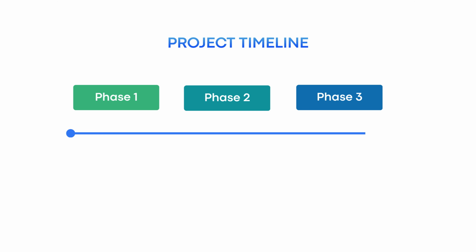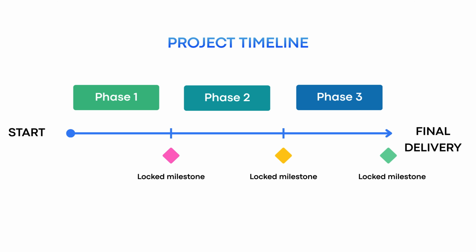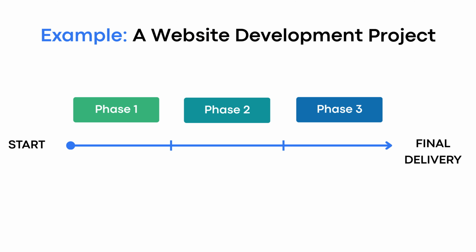Imagine you're looking at the full project timeline from the start on the left to final delivery on the right. Most projects can be split into 3 phases, and at the end of each phase, you set a locked milestone. Locked means once it's done, you don't go back. To make this easier to visualize, let's take the example of a website development project. The project phases might look like this.